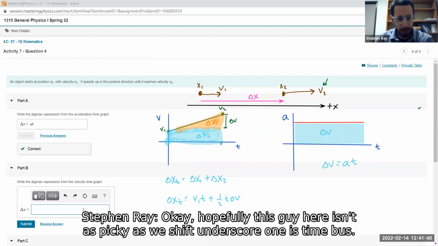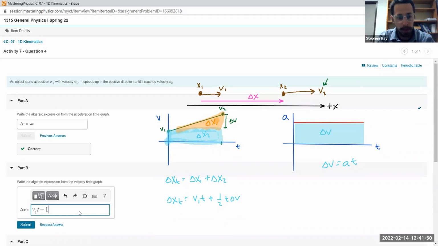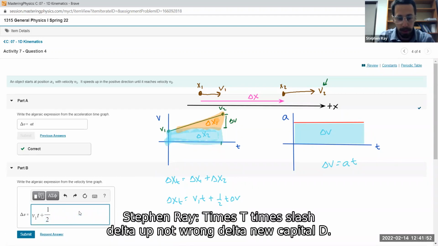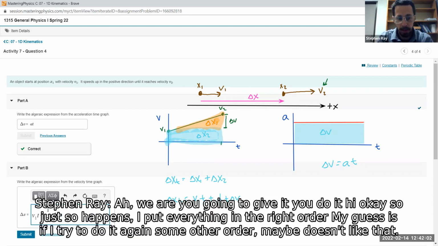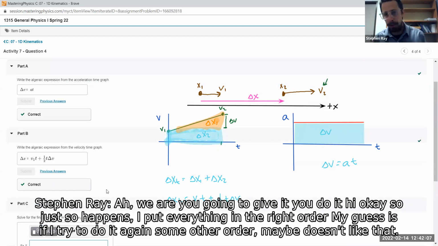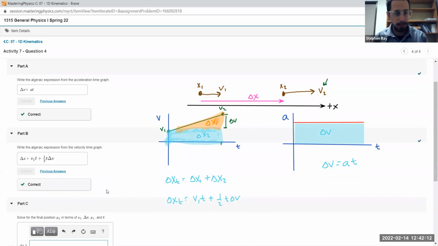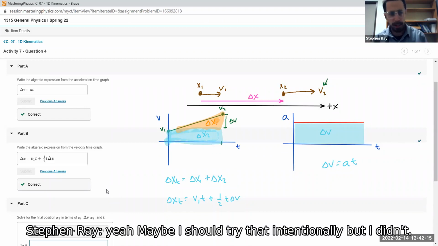Okay, hopefully this one here isn't as picky. v shift underscore 1 times time plus 1/2 times t times slash delta. Oh, wrong delta. I need capital D, Delta v. Are you going to give it? You going to do it? Okay. So it just so happens I put everything in the right order. My guess is if I try to do it again in some other order, maybe it doesn't like that. Yeah, maybe I should have tried that intentionally, but I didn't.